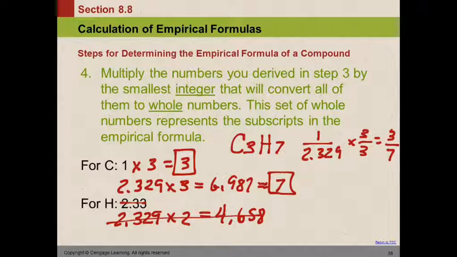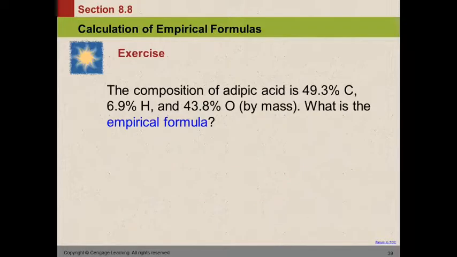So I think we have an example coming here. So here's another example. The composition of adipic acid is 49.3% carbon, 6.9% hydrogen, and 43.8% oxygen by mass. What is the empirical formula?